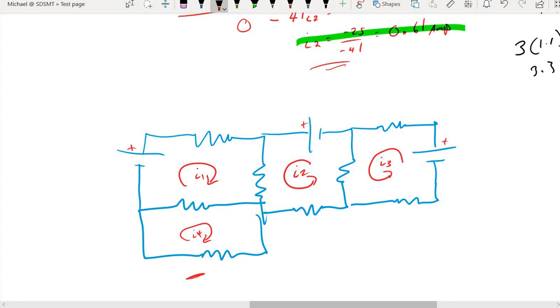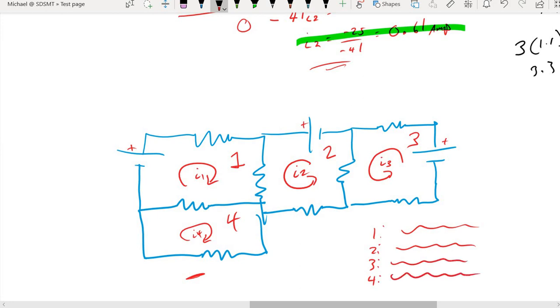What does this mean for us? Well, it means that you're going to have to produce 4 equations: one for the first loop, one for the second loop, the third loop, and the fourth loop. And because you're producing 4 equations, technically you could end up with a system of 4 equations with 4 unknowns. But that doesn't mean that it's impossible. It can still be solved.